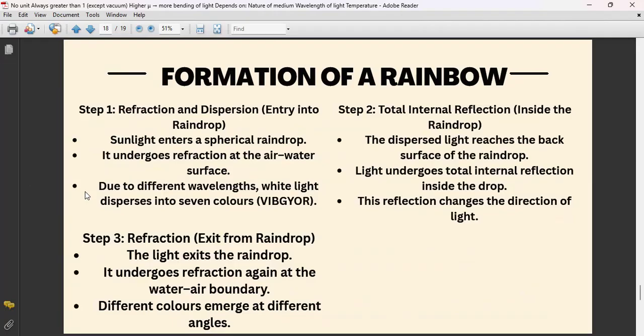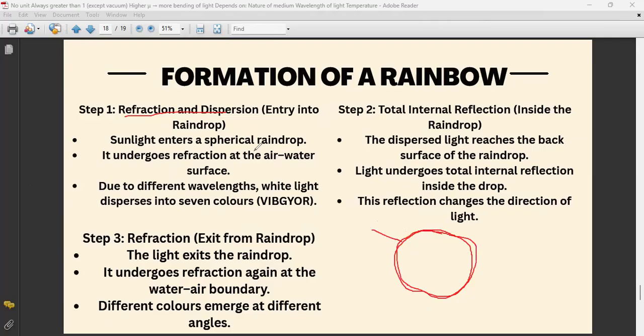The formation of rainbow. The first step we see in the formation of a rainbow is the refraction and dispersion on entry into the droplets. Let's just consider that this is the droplet. It is not an apple. This is the raindrop. So when the light ray enters this droplet, what will happen? The refraction and the dispersion will happen at the same time.